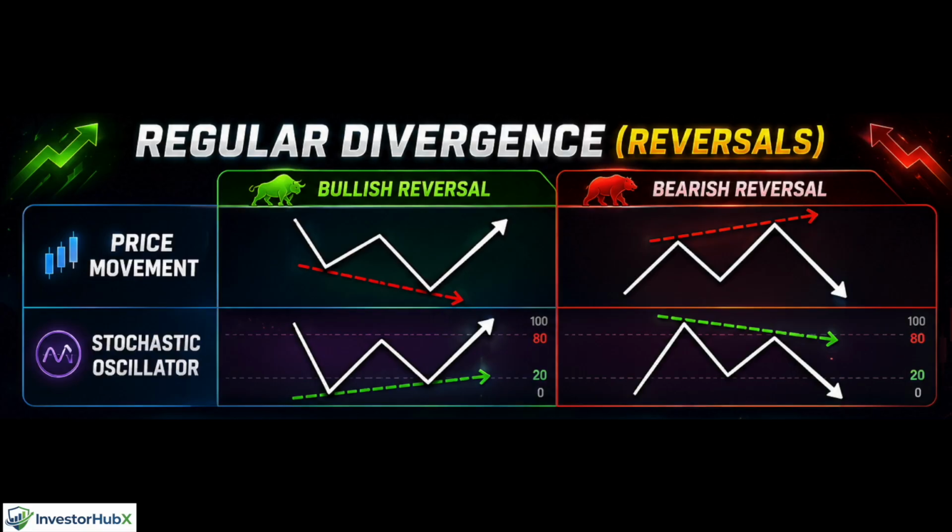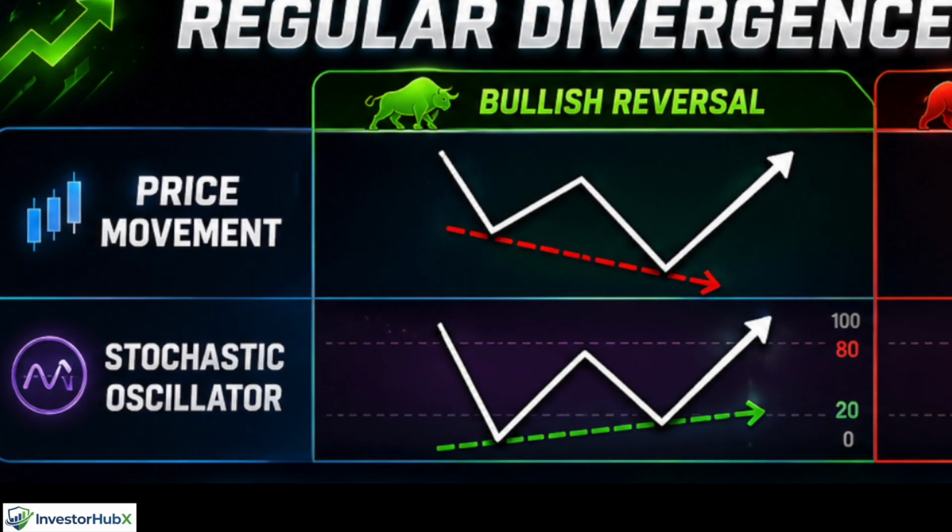Now that we understand what the stochastic oscillator is, let's explore some strategies for applying it. One of the main ways we teach using the stochastic oscillator is to combine it with divergence. There are two main types of divergence: bullish divergence and bearish divergence. Let's start with bullish divergence.